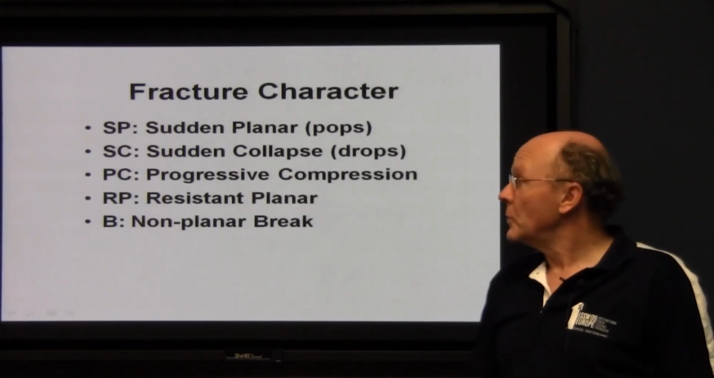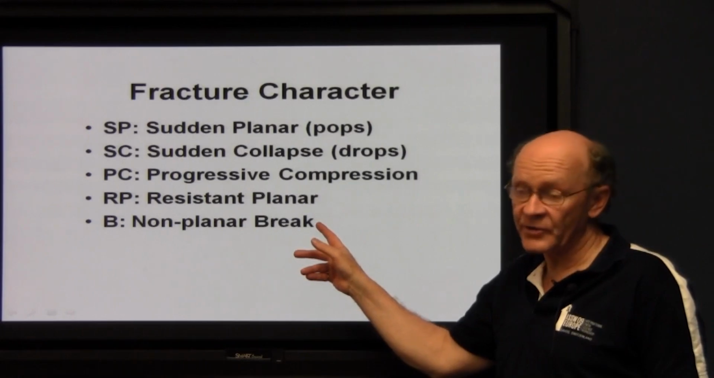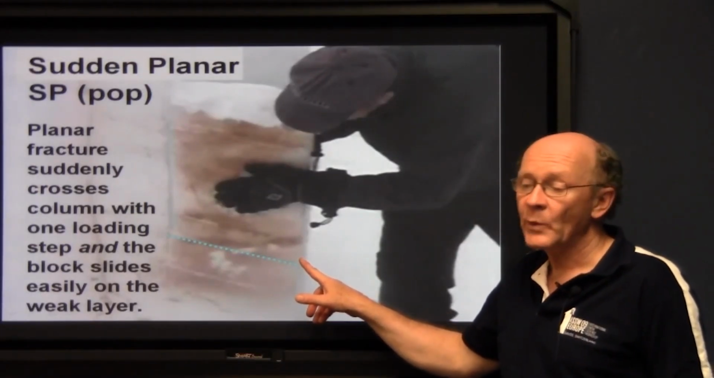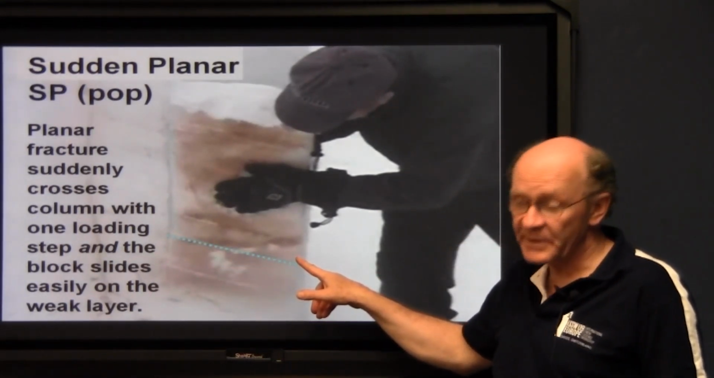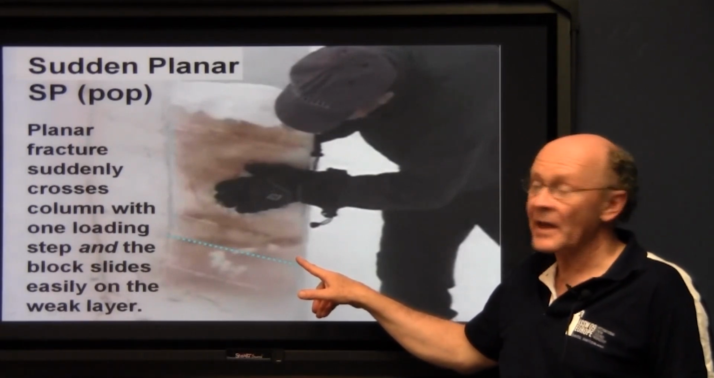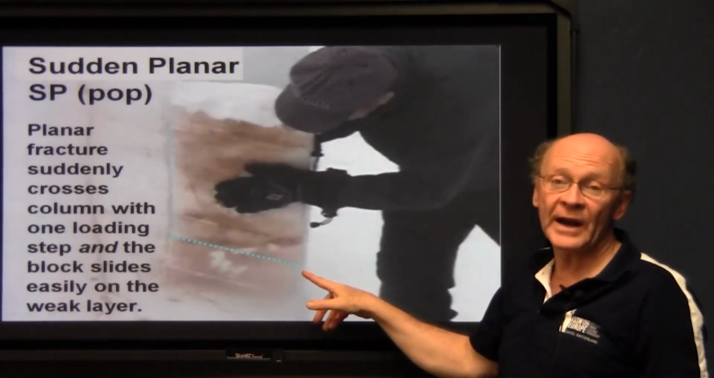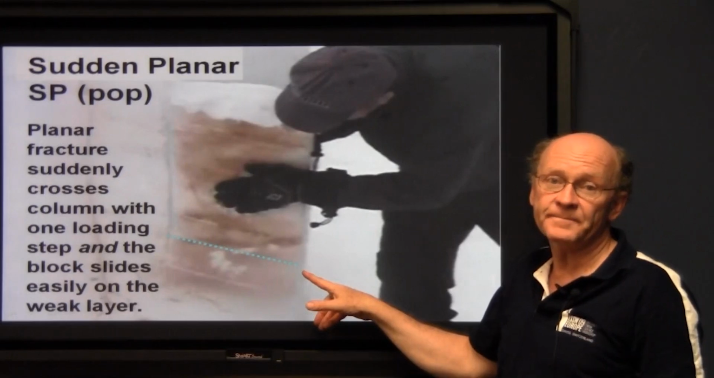So now we're going to go through, see some videos and look at the results for each of these 5 kinds of fracture character. For sudden planar, or SP, or a pop, we have a planar fracture that suddenly crosses the column with one loading step, that's one specific tap, and then slides easily on the layer. We decide if it slides easily on the layer either by gripping the sides of the column and seeing if it slides easily on the fracture, or, if we're on a steep enough slope, if the upper part of the block slides off. A thin planar fracture suddenly crosses a column and the block slides easily.